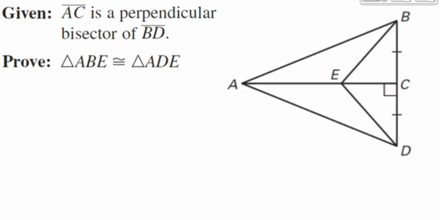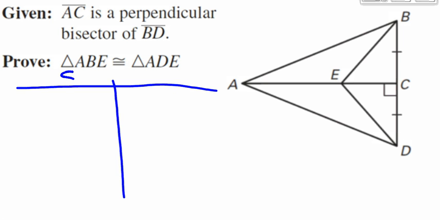All right, last proof. This is the last problem on your homework assignment. It looks like I have to make a statement reason column on this one. So statement, reason, and I'm given AC is a perpendicular bisector of BD. That's given.